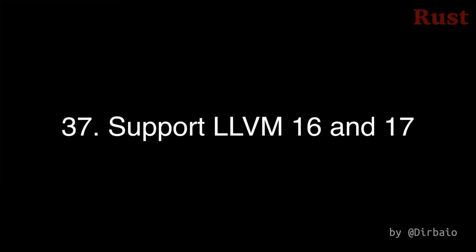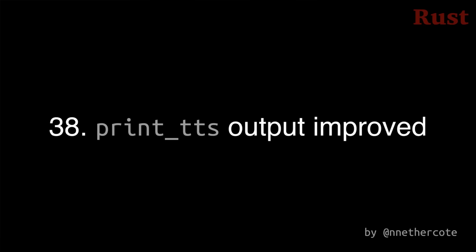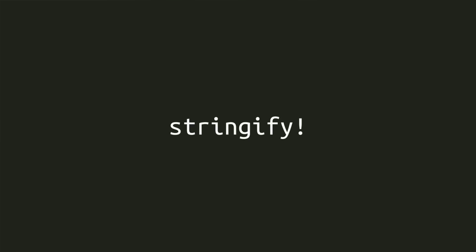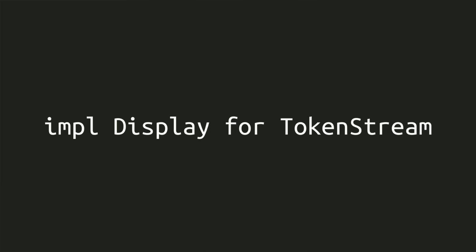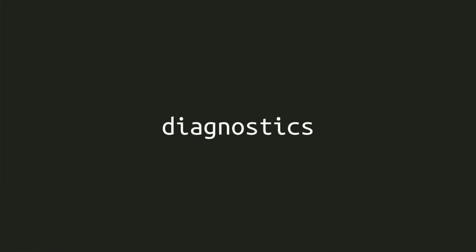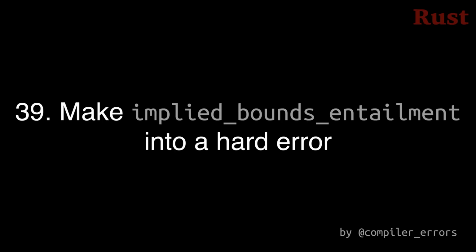Number 37. Rust now requires LLVM 16 or 17, dropping support for LLVM 15. Number 38. The internal compiler function printTTS has had its output improved. PrintTTS is a function that pretty prints token trees. It is used in things such as the stringify macro, the display trait implementation for the token stream type, and diagnostic output.